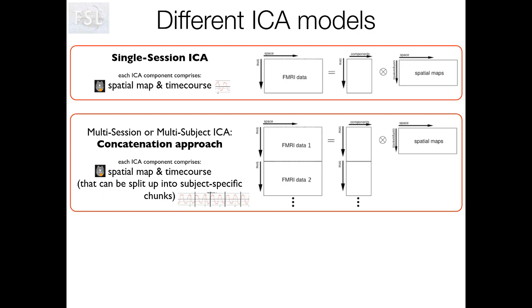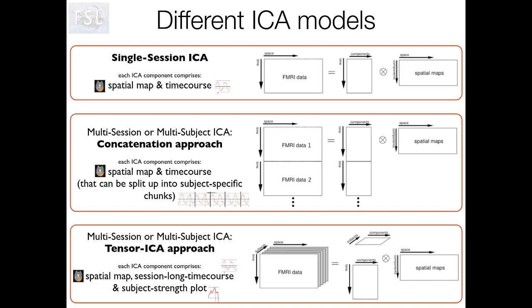There is another technique for running group ICA, which I will only mention briefly. This is called tensor ICA. In tensor ICA, we stack the data along a third dimension and then run ICA on this three-dimensional time by subject by space tensor matrix. What we get out of this is a set of spatial maps and time courses, just like in the other approach, but we also get a third matrix which contains the subject-specific contributions to each component.